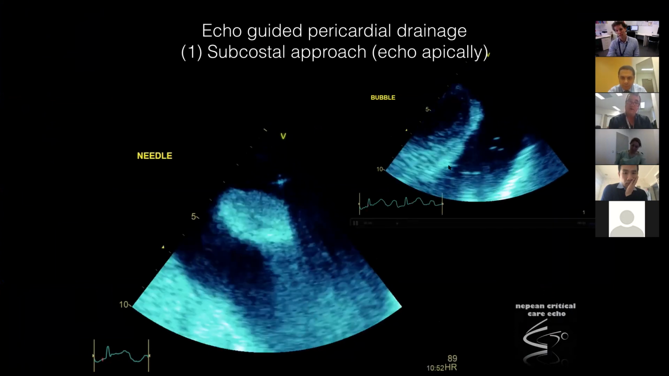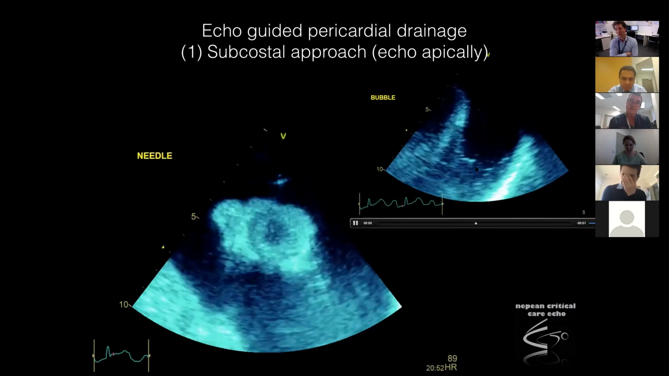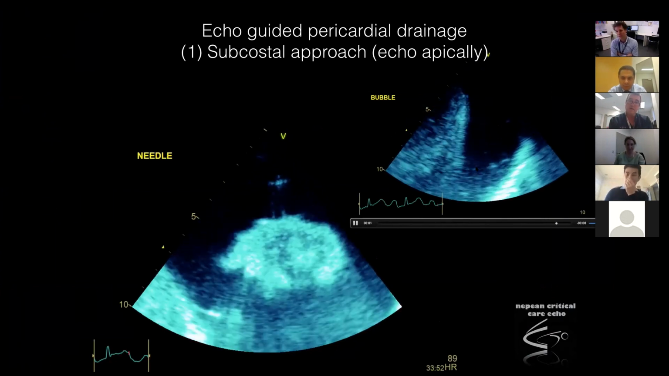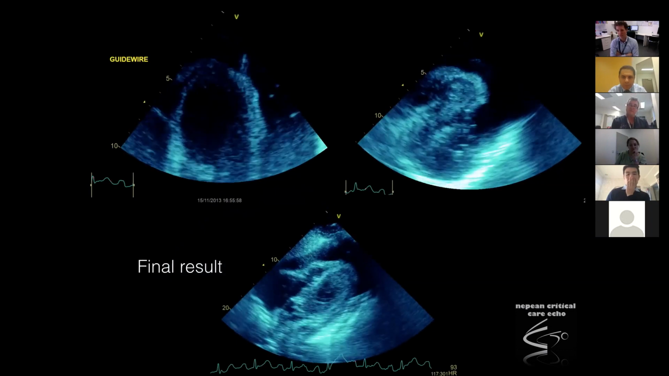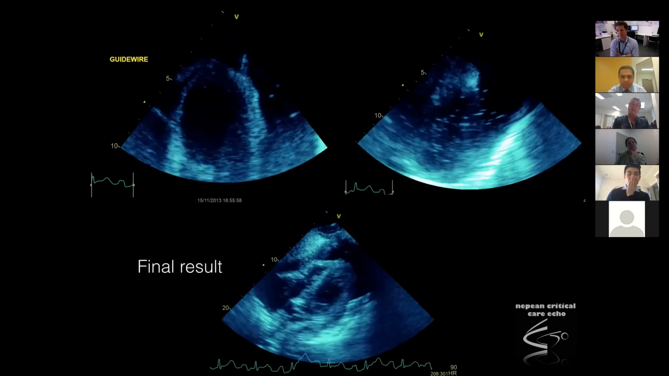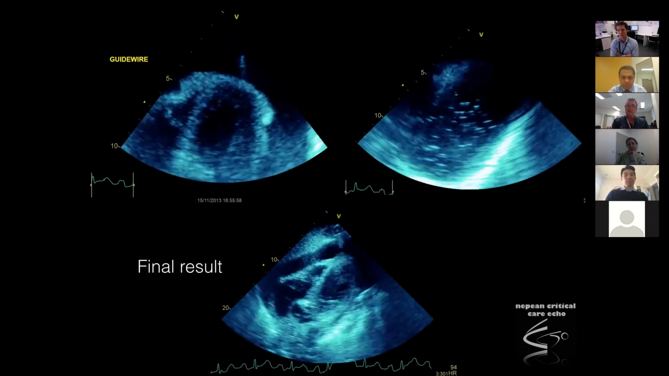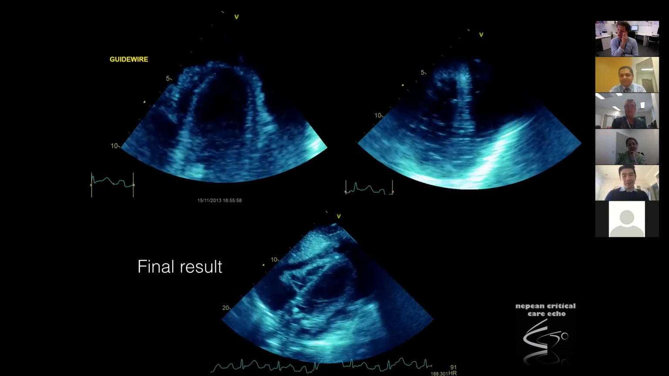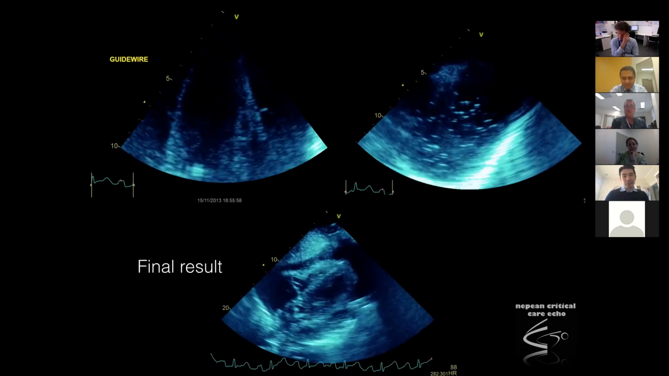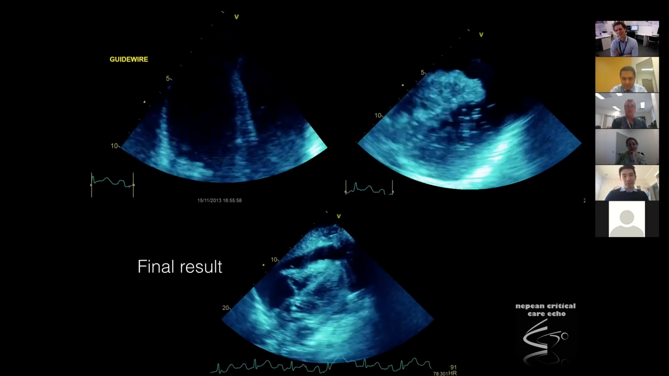What you'll see here is the bubbles, hopefully in the pericardial space. You don't want to see the bubbles in the left ventricle or the right ventricle, especially not in the left ventricle. I've tried this a few ways, and I hope David stays quiet for all of this, because I practice with him.